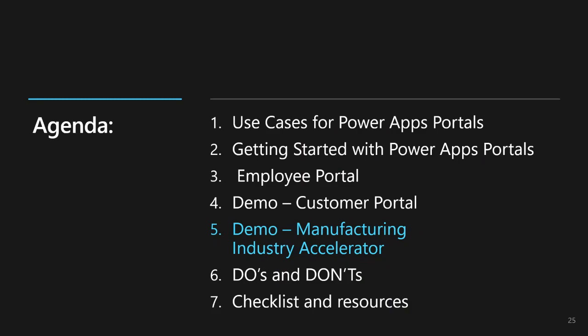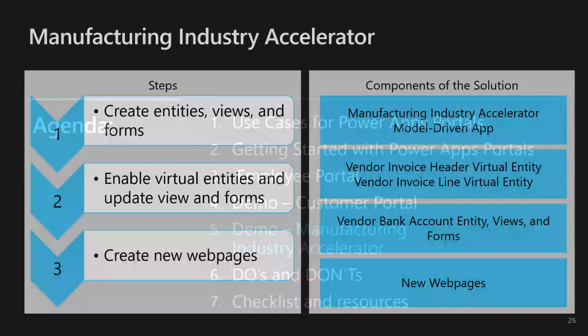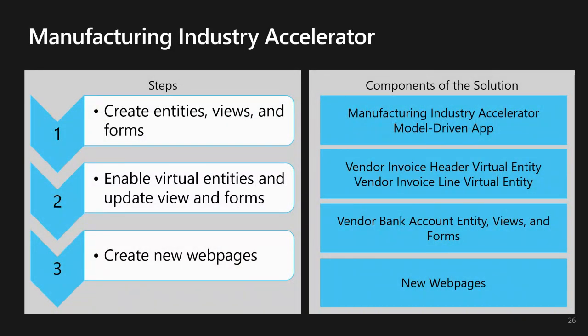All right, so on our next example, switching gears a little bit, we're going to talk about the Manufacturing Industry Accelerator. So I did some examples and demonstrations in our previous session with the model-driven app. So I'm again using the same Manufacturing Industry Accelerator. That accelerator comes with a model-driven app, a number of Power Automate flows, and a Powerapps portal as well.